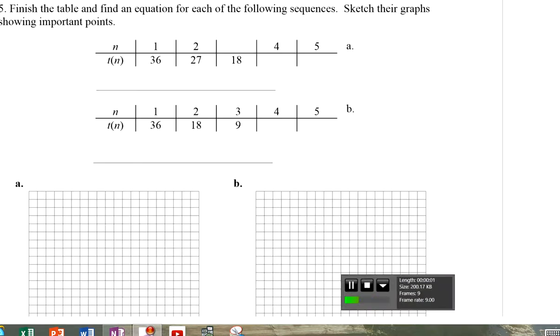Question 5, they gave us an incomplete table. Now look at all the things we're supposed to do. By the way, guys, strategy. When you're taking a test, look at the instructions and underline those things that you're asked to do. So it says, first of all, finish the table. So I'm going to finish this table.